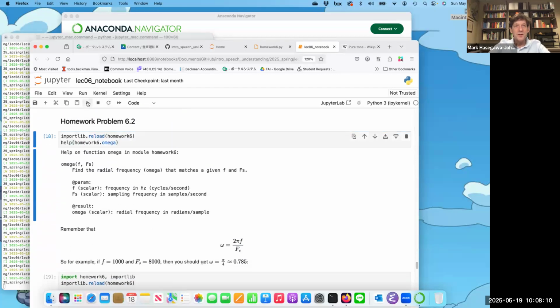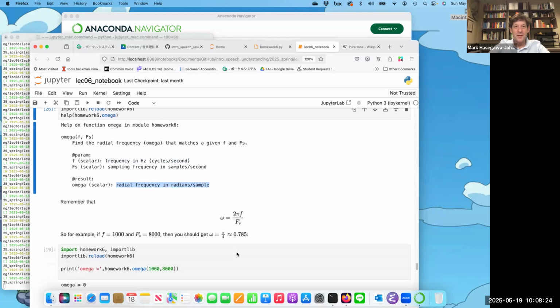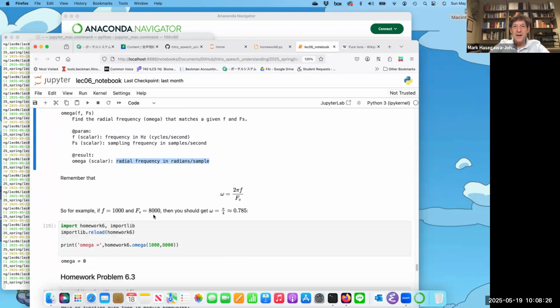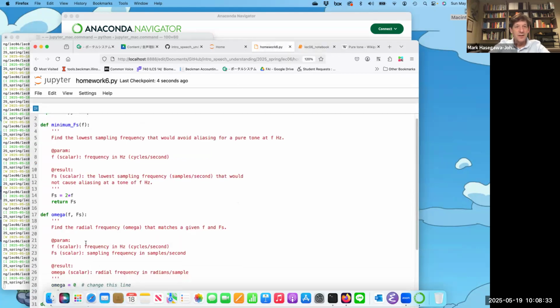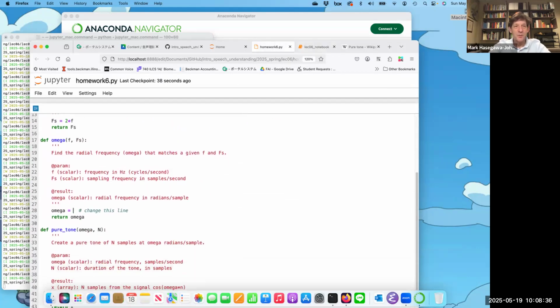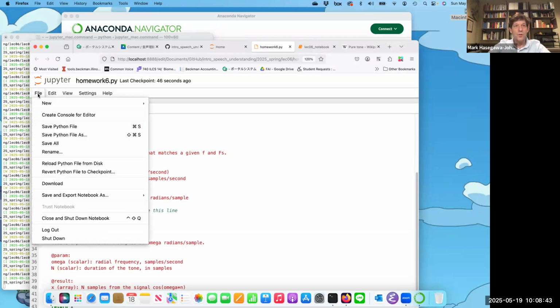Problem 6.2 is converting from frequency in cycles per second, hertz, to radial frequency in radians per sample. And this is just this formula: omega equals 2 pi f over fs. So for example, if f equals 1,000 and fs is 8,000, then we should get omega is pi over 4, which is about 0.785. So this is just math. This is pretty straightforward. This should be 2 times pi times f over fs. And that's the whole formula.